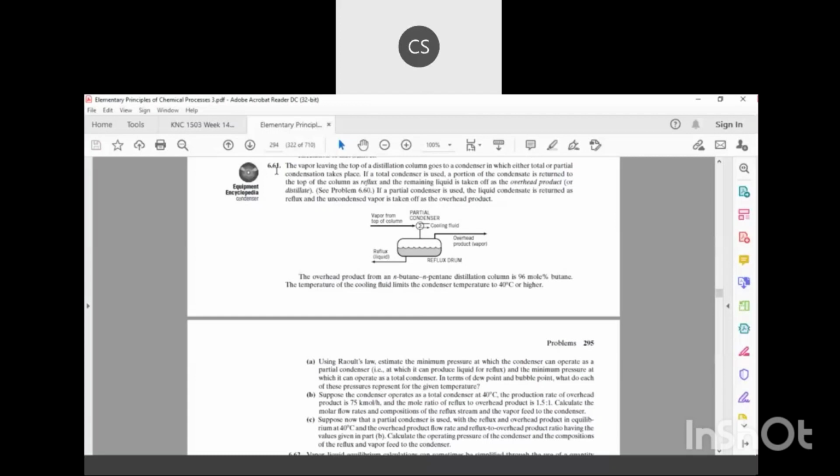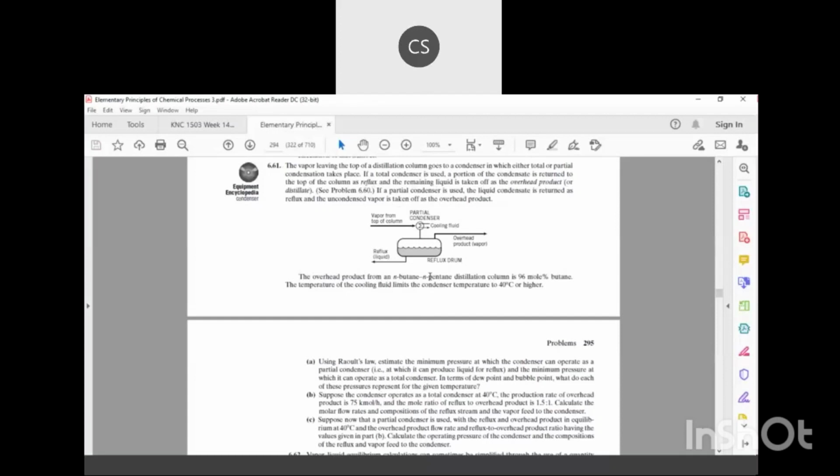For question 6.61, the vapor leaving the top of a distillation column goes to a condenser in which either total or partial condensation takes place. If a total condenser is used, a portion of the condensate is returned to the top of the column as reflux, and the remaining liquid is taken off as the overhead product or distillate. If a partial condenser is used, the liquid condensate is returned as reflux, and the uncondensed vapor is taken off as the overhead product.